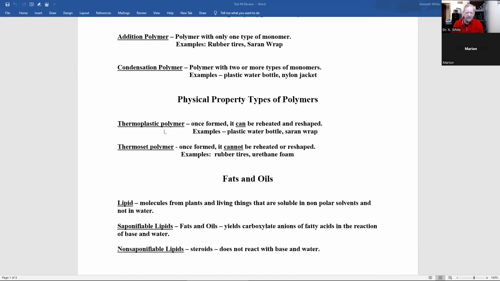Now, the other key physical property is for a thermoset polymer. Once formed, it cannot be reheated or reshaped. Again, thermoset, you should know, once formed, it cannot be reheated or reshaped. And you should know examples of that are rubber tires and urethane foam. If you're sitting on a nice seat cushion, that's urethane foam.